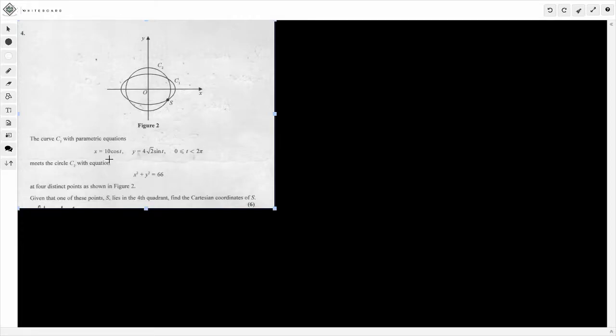So x squared, so (10 cos t) squared, plus y squared, so plus (4 root 2 sin t) squared. Well, that's equal to 66, right? So we've just subbed x and y into C2 here, the circle.